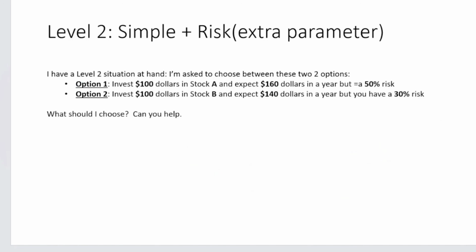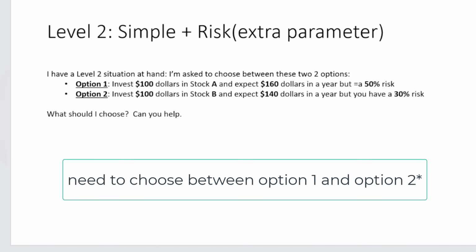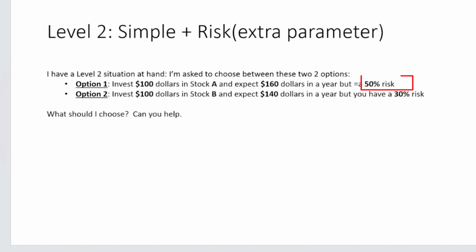It's very simple. So let me add one more parameter here, which is risk. I have the same question as before. I need to choose between option 1 and option 2. However, there is a 50% chance of risk. And in option 2, I'm getting $140, but the chance of risk is a little less, which is 30%. What should I choose? For people who have high risk tolerance, they may still say, I want to go with $160. And people who do not have high risk tolerance, they want to reduce the risk, they may go with $140. But that's not the point of this video.